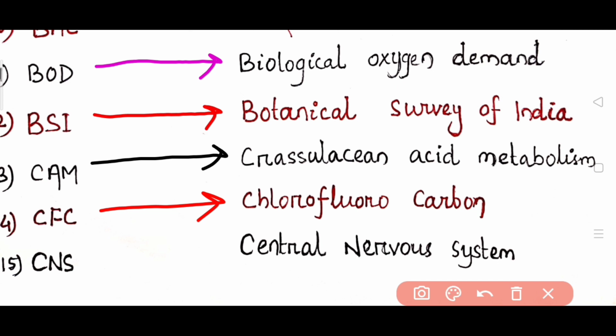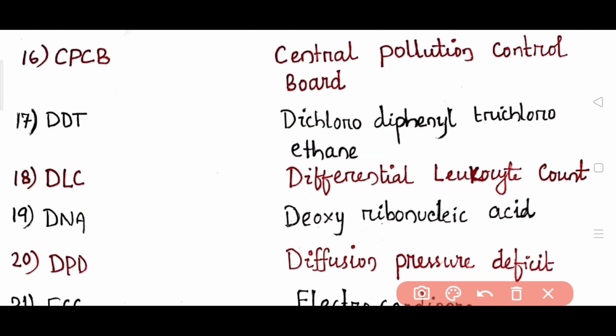Then CNS. The full form of CNS is Central Nervous System. Nervous system is divided into two parts, that is the central nervous system and peripheral nervous system. So the central nervous system is a part of nervous system consisting primarily of the brain and the spinal cord.